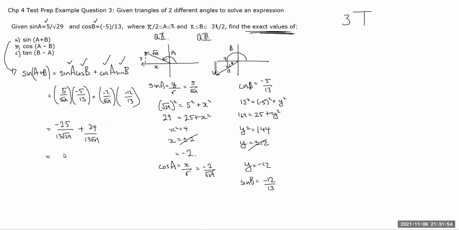This is sort of funny. The numerator just becomes -1, and if I were to rationalize this, it would be negative root 29 over, I do not know what 13 times 29 is. Let me do that very quickly. 377. There it is.